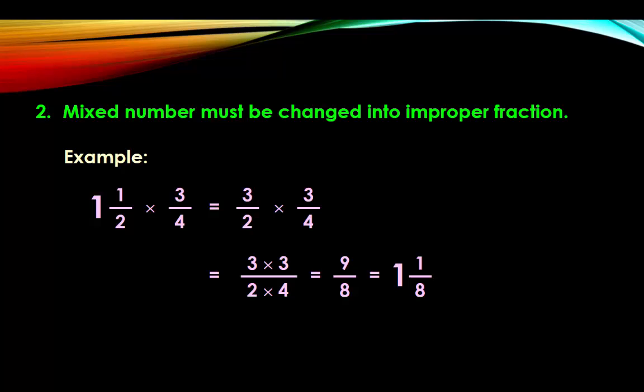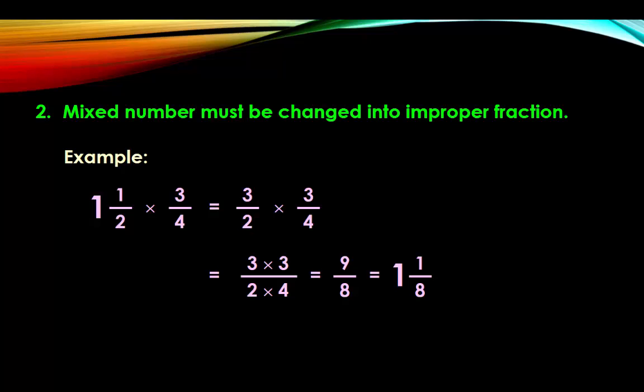Okay, for example here, 1 and 1/2 times 3 over 4. 1 and 1/2 is a mixed number, so you have to change 1 and 1/2 into an improper fraction. 1 and 1/2 equals 3 over 2. So we change the question, 1 and 1/2 times 3 over 4 equals 3 over 2 times 3 over 4.